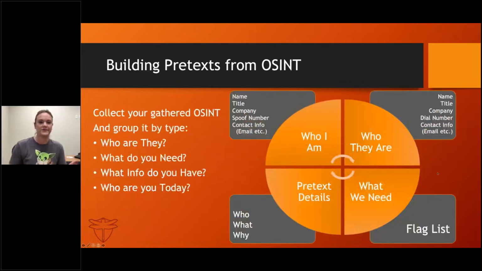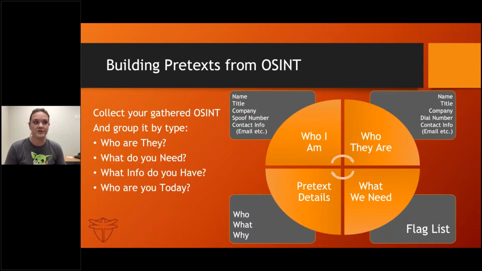What I like to do is gather all the information into 4 different categories. Who am I? What companies or vendors or internal job roles, functions, employees that I identify that I could potentially pretext as? Who are they? Where are the soft targets?